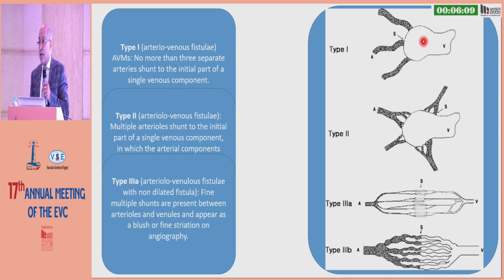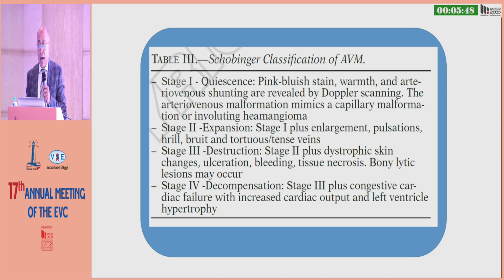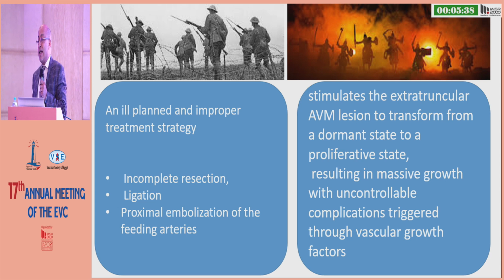Like in type 1, you can attack the venous channel, and type 2, you can attack the venous channel. In type 3 and 4, you can attack either the arterial only, and in type 3B, you can attack the arterial, venous, or in between through direct tackling of the nidus. So, in all these kinds of classifications, like the Schobinger classification about the quiescence and the behavior of the lesion, whether it is aggressive or quiescent, and we have the real battle between the ill-planned and improper surgical strategy.